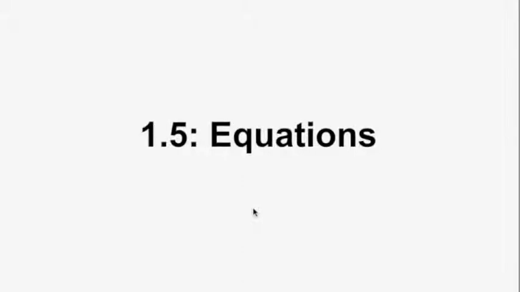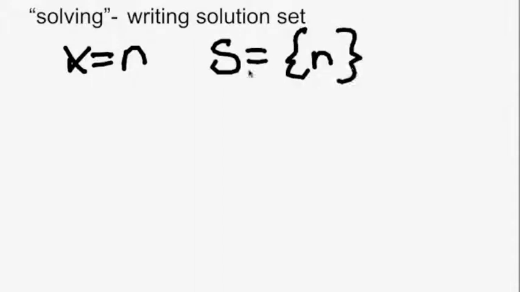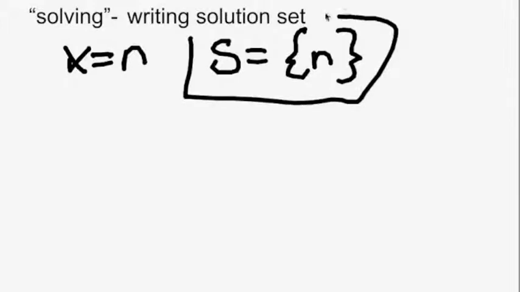Chapter 1.5 is on equations. When you do equations, you have to know what solving means. Solving means writing the solution set to the equation. First, you simplify the equation to get x equals n, with n being a number. And so the solution set would be S equals, using a brace to indicate the answer. This is what you have to end up writing, not this.